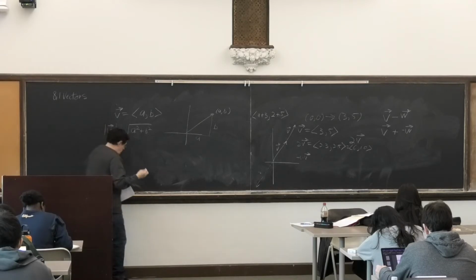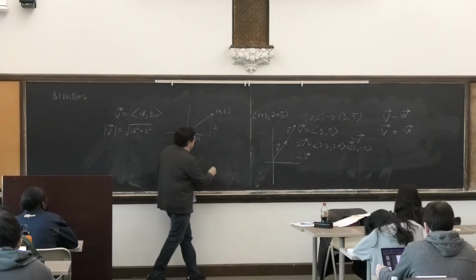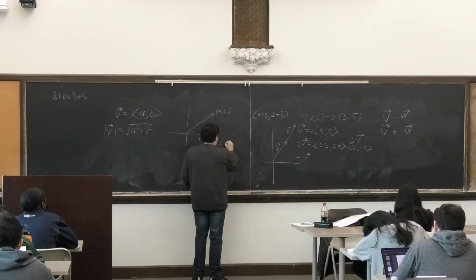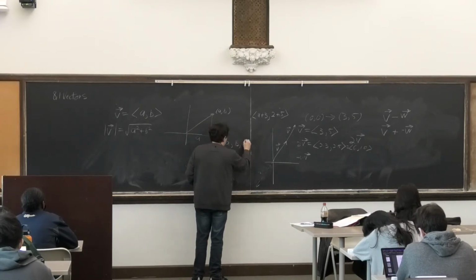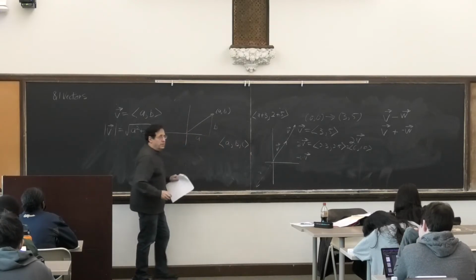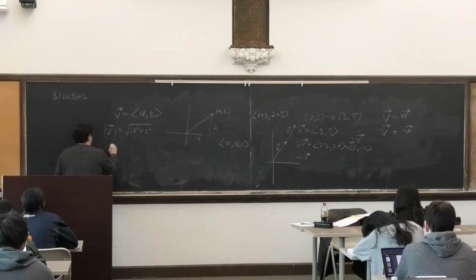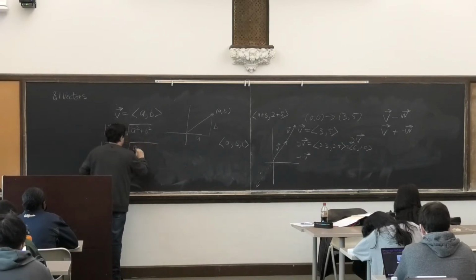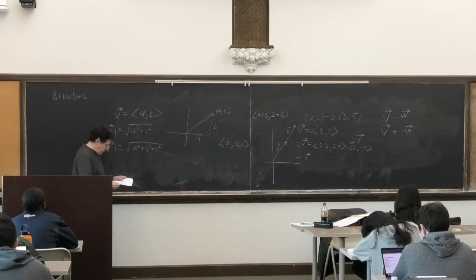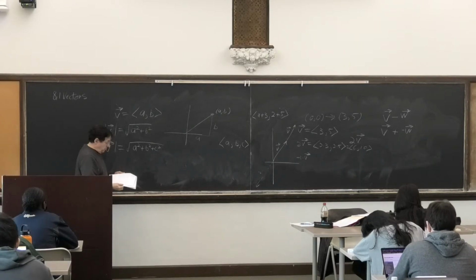I don't know if we'll get into three-dimensional vectors. That would be x, y, and z. Then the magnitude formula would just extend. It's kind of the extended Pythagorean theorem.